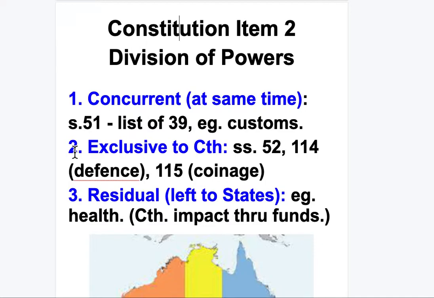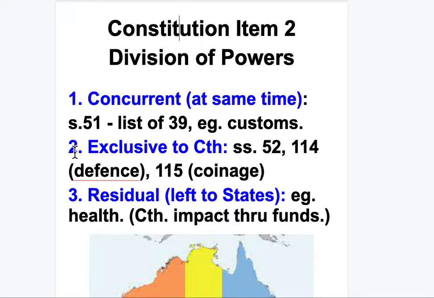There's not actually a lot, as it turns out, but there's a couple in section 52, like the power to decide where the Parliament's going to be located. There's 114, which is defence, right? Defence of the nation, which obviously should be with the federal government. And 115, coinage, in other words, money or currency, is also with the federal government.